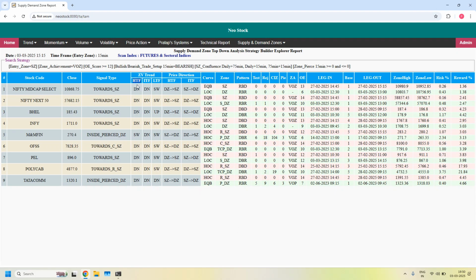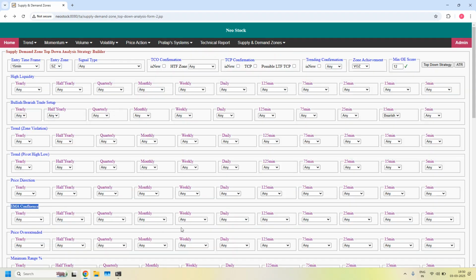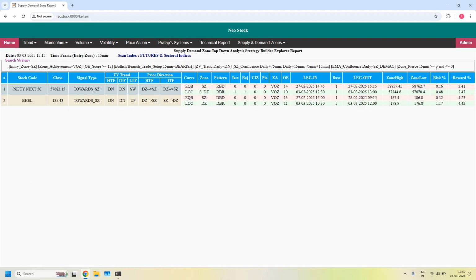And daily means HTF. The daily trend is down in all these stocks except the fifth one. So in the remaining stocks, if the daily supply zone has daily EMA confluence, then they are even higher probability to get success. Let's verify. In the EMA confluence, daily time frame, I'm setting the filter daily supply zone with daily EMA confluence, and also the trend on the daily should not be sideways. So it should be downtrend because it is a bearish trade setup. So we got 2 stocks. So these 2 are even higher probability to get success, the supply zones.